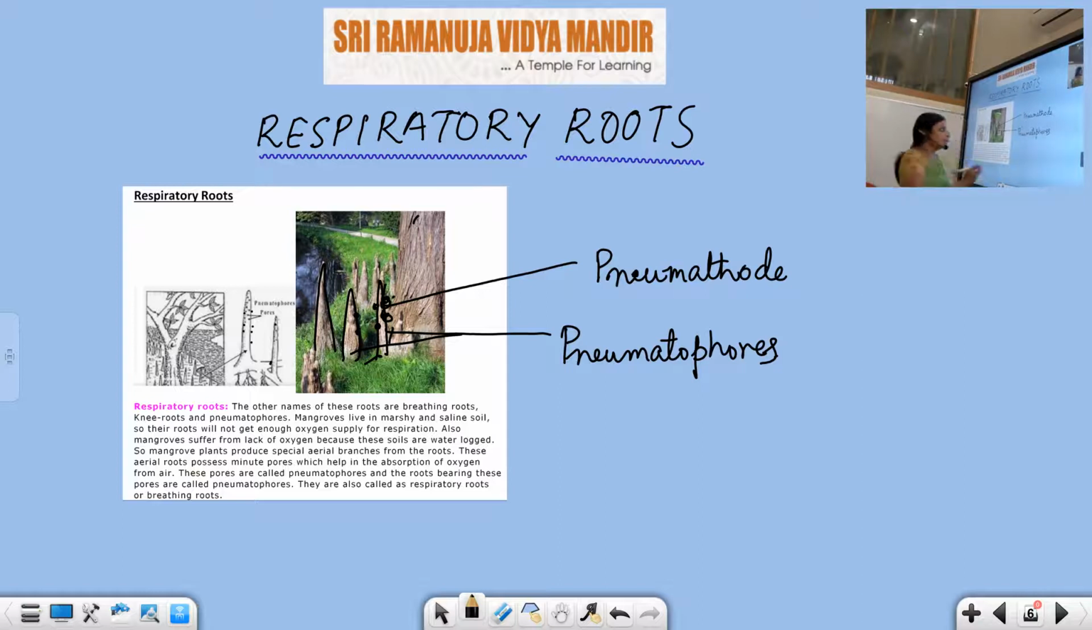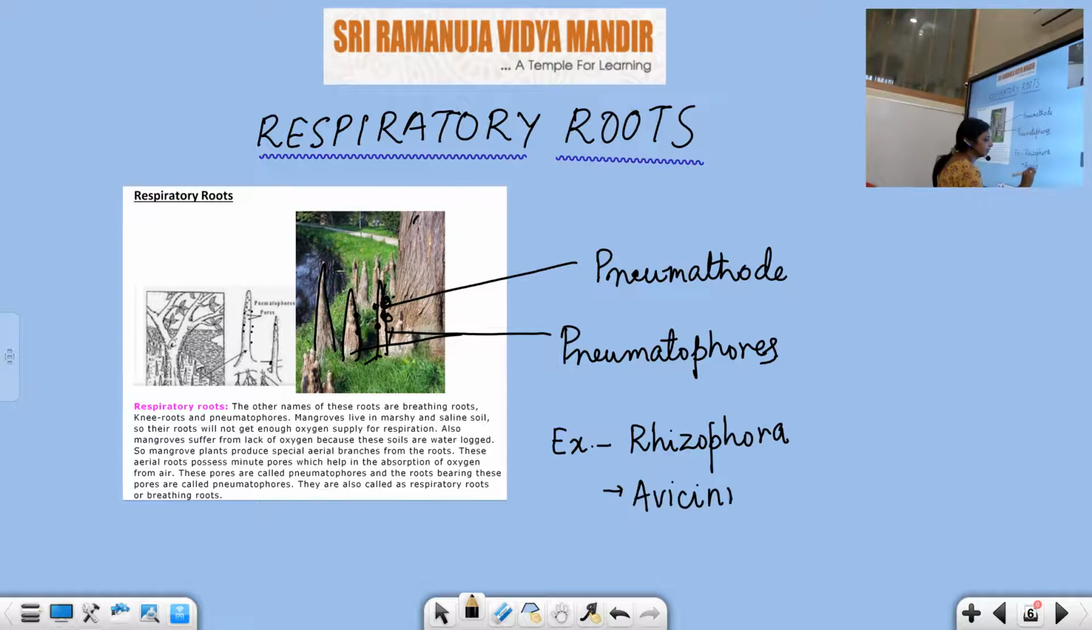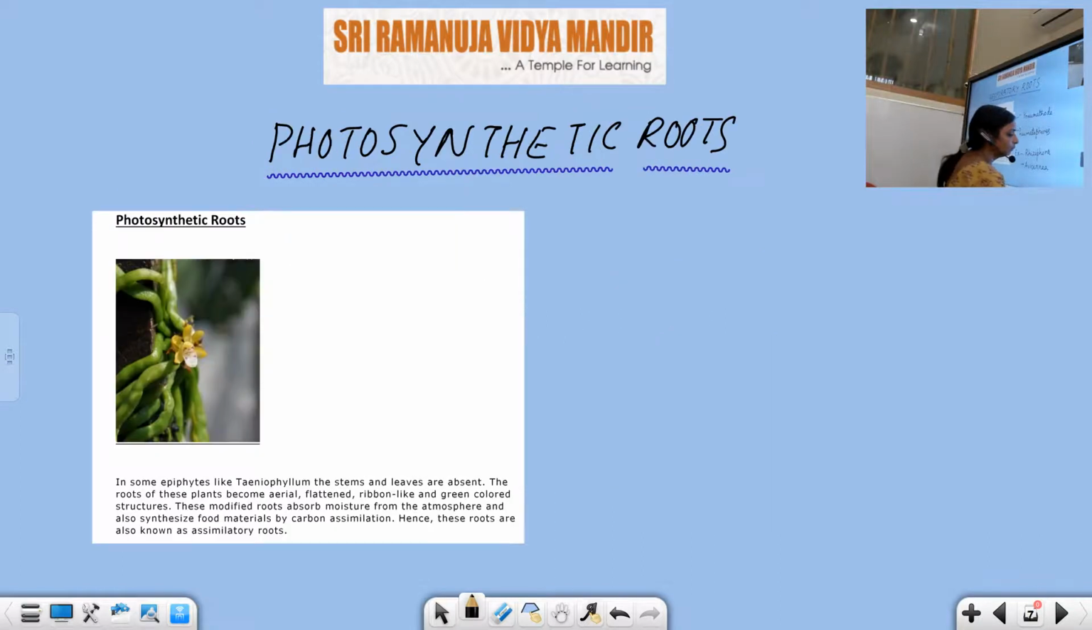So examples of this: Rhizophora. One more example, Avicennia. These are the examples for respiratory root. I think you have understood.